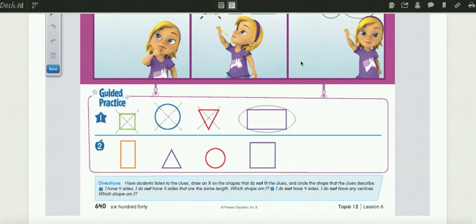Okay, so we're going to draw an X on the shapes that do not fit the clues, and we're going to circle the shape that the clues describe. So let's see for number 1. I have 4 sides. I do not have 4 sides that are the same length. What shape am I?